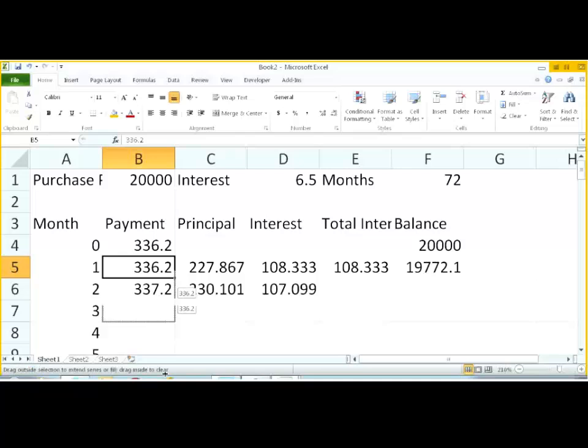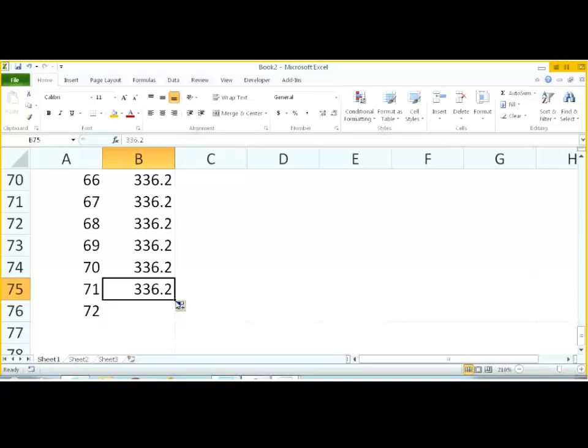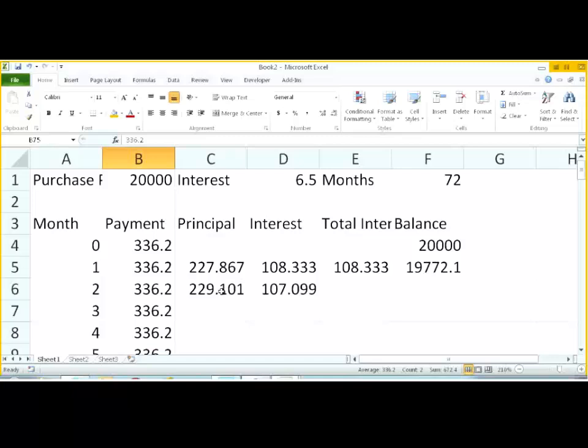Yeah, it's going to require me to copy this payment all the way down to the bottom, so let me do that. So my payment stays the same for the whole thing. Okay, now go back up here. The other ones I'm copying the formulas, and where there's dollar signs, it uses these values all the time. When there's no dollar signs, it increments it.